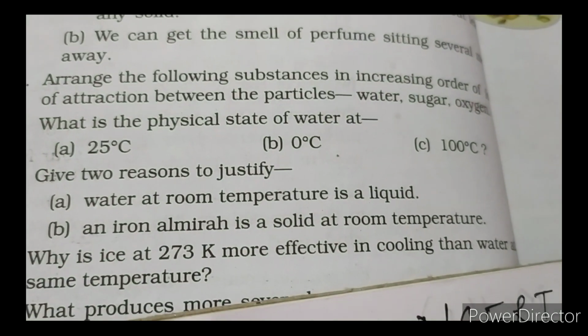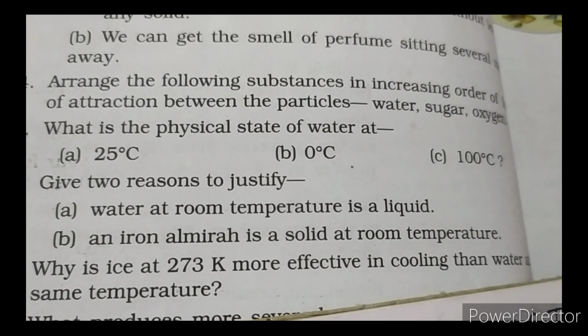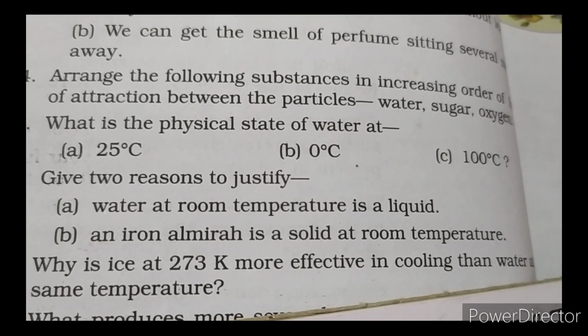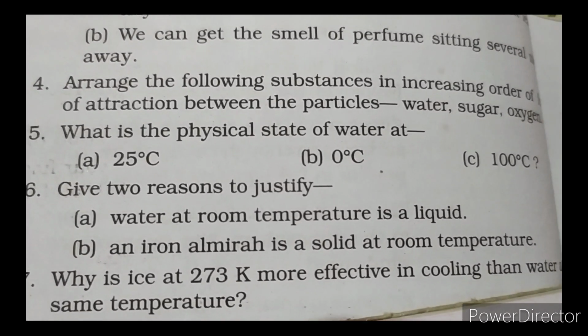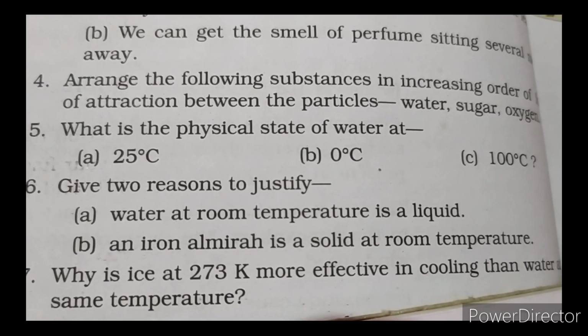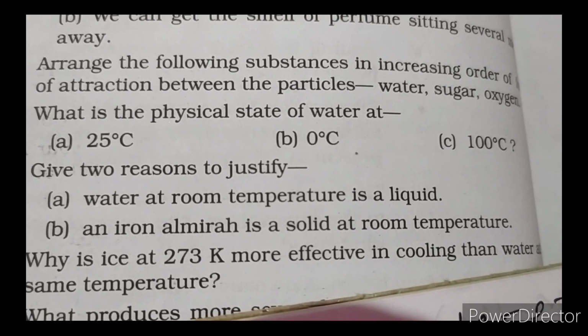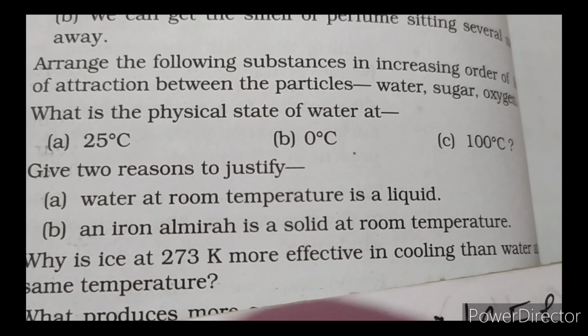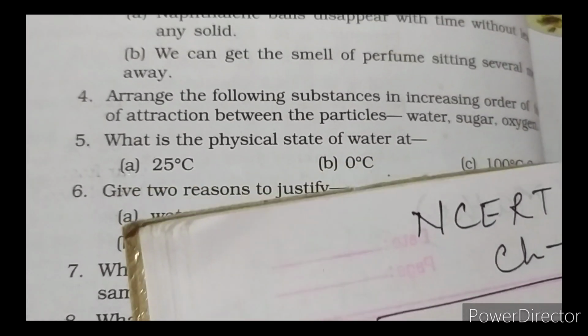Give 2 reasons to justify why water at room temperature is a liquid. Why? Because water has no fixed shape but fixed volume at the room temperature, and these are the characteristics of the liquid, and therefore it is liquid at room temperature. While iron is solid at room temperature because iron has fixed shape and fixed volume at room temperature, therefore it is a solid, which are the characteristics of the solid.